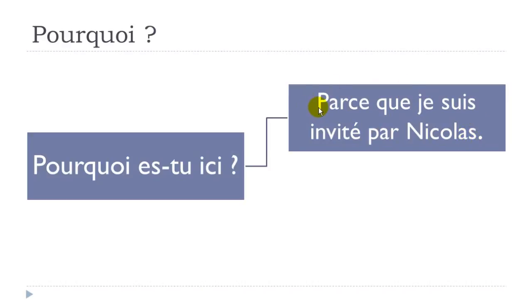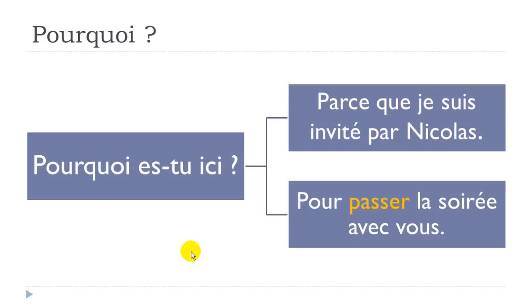Okay, so normally when you start with parce que, you want to express the reason why, okay? Parce que je suis invité par Nicolas. And then, another option would be pour passer la soirée. In that case, passer should be translated like spend. Pour passer la soirée avec vous, to spend the evening with you.